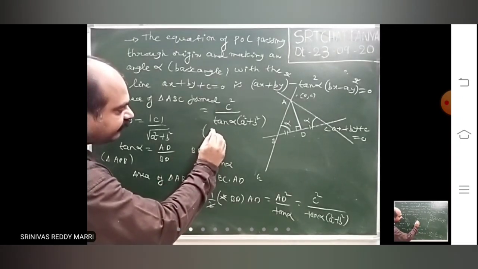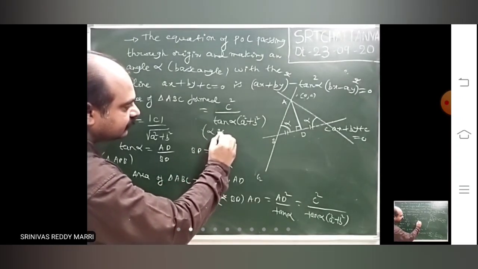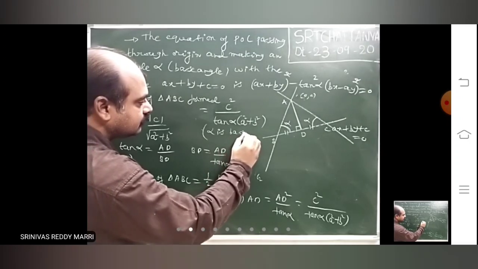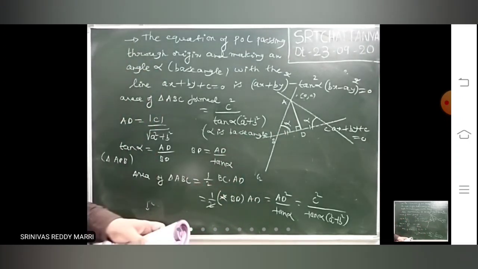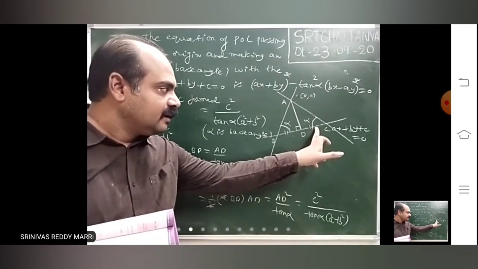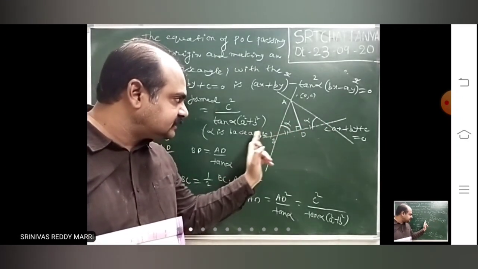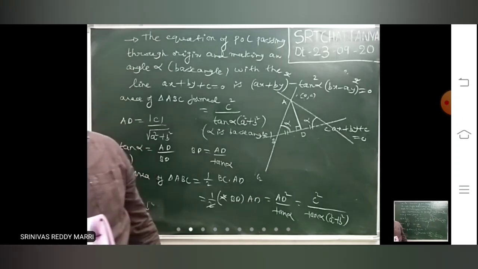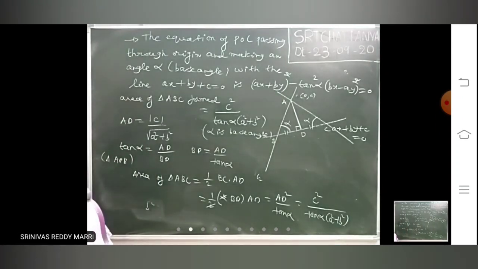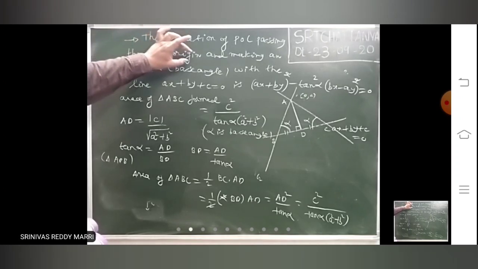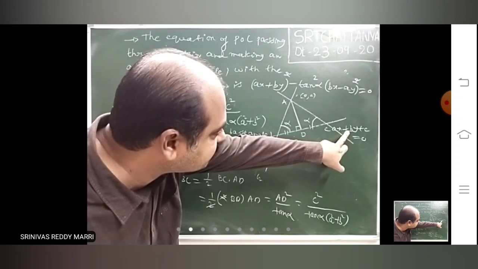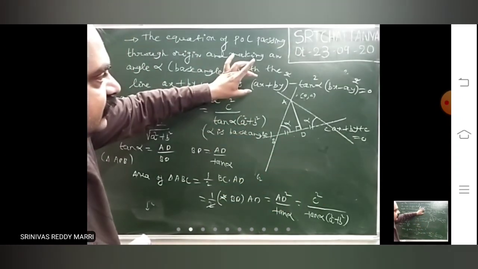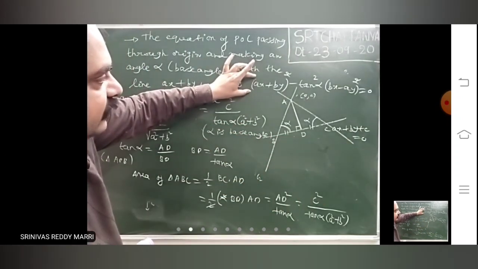Always remember that alpha is the base angle. It is an isosceles triangle, so equal angles will be there, and the base angle is one of the equal angles. So look at the equation of the pair of lines passing through origin and making an equal angle alpha with AX plus BY plus C equal to 0. Directly make use of this rule.